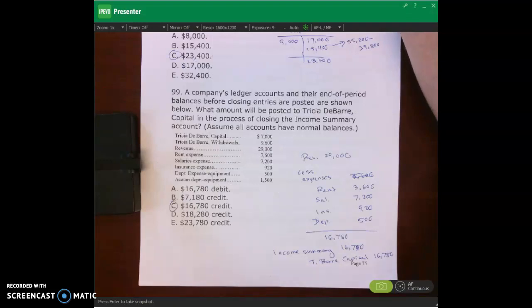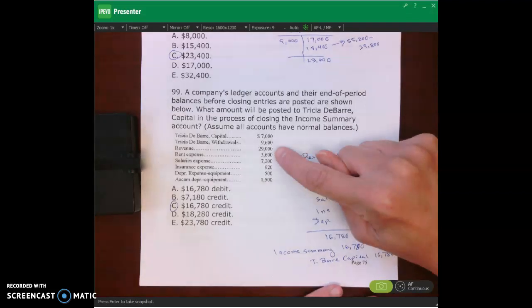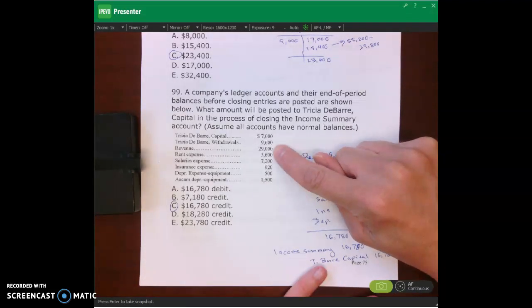So let's look at number 99. Company's ledger accounts and their end of period balances before closing entries are posted are shown below. What amount will be posted to capital in the closing process of closing income summary to capital? So what you have to do here is calculate income. Revenues are $29,000, which are given to me right over there.